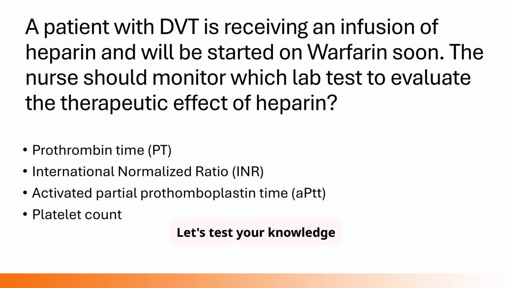Let's test your knowledge with a question. A patient with DVT is receiving a heparin infusion and will be started on warfarin soon. Which lab test should the nurse monitor to evaluate the therapeutic effect of heparin? Is it prothrombin time, PT, international normalized ratio, INR, activated partial thromboplastin time, APTT, or platelet count? APTT is the go-to for heparin. You're basically checking the brakes. If it's too long, the brakes are locking up: bleeding. Too short, the brakes have failed: clotting.